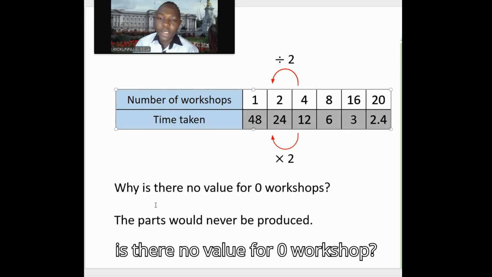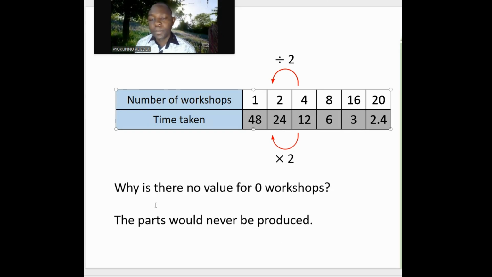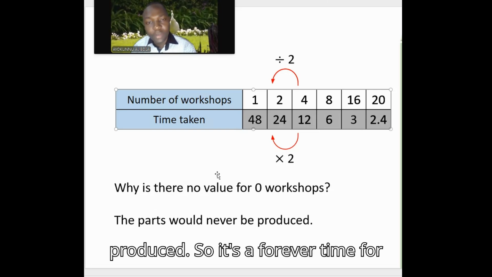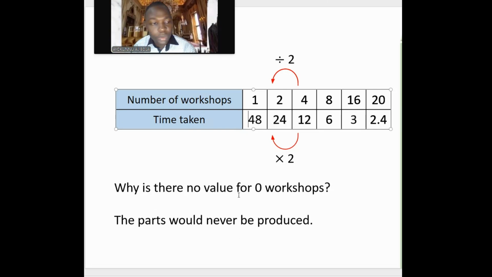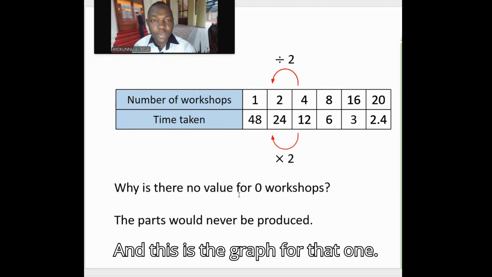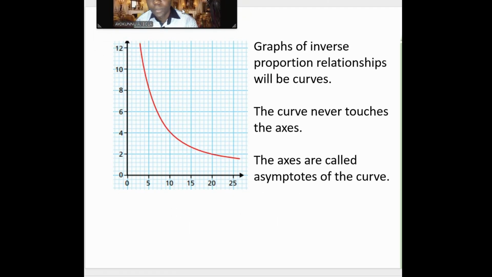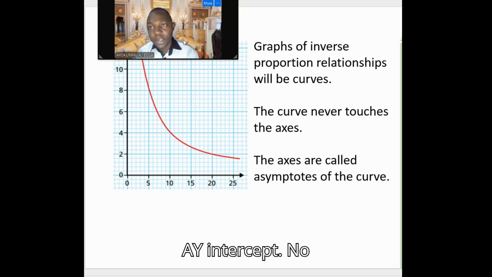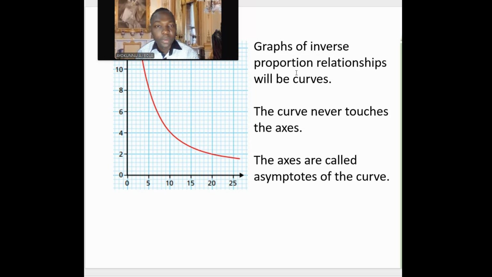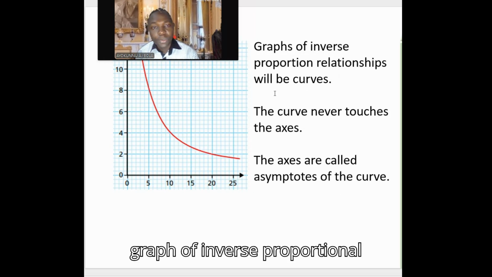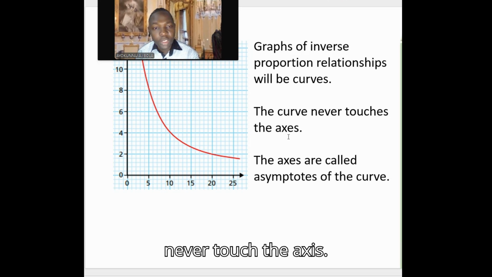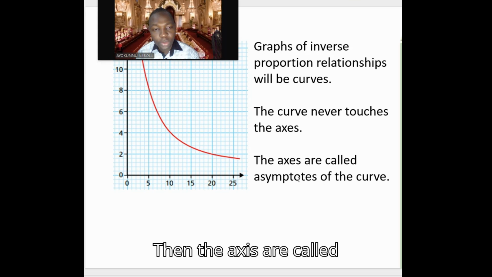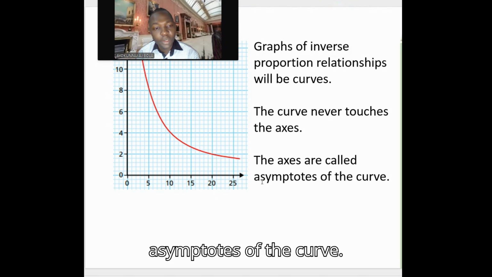He said, why is there no value for 0 workshops? He said the parts will never be produced. So it's a forever time for parts not to be produced. And this is the graph for that one. It's also not going to have a y-intercept. This is the graph of an inverse proportional relationship, with curves. The curves will never touch the axes. Then the axes are called asymptotes of the curve.